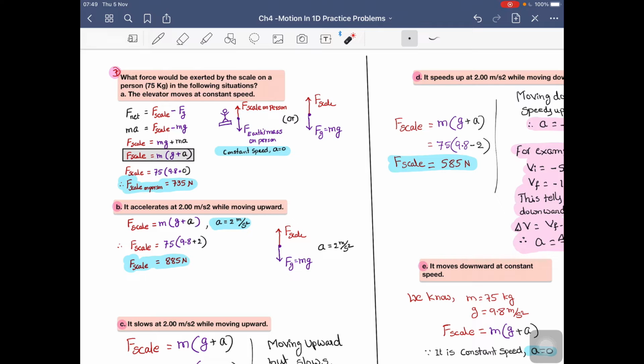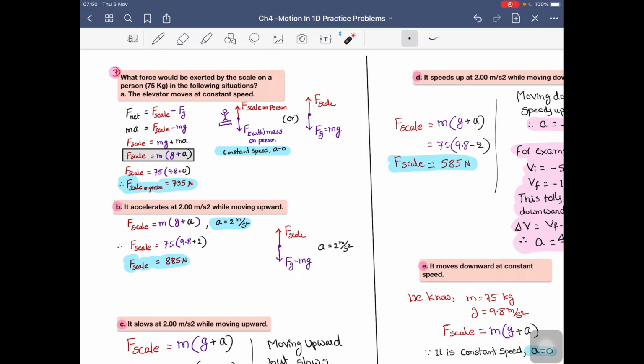Question B. While moving upward with a 2 meters per second squared acceleration, that means we have acceleration, so substitute the acceleration in the formula. Do not put the G value as negative here. Here we have taken in the beginning the net force. We have two forces. One is the person's weight on the scale in the downward direction, mass times G on the person, and the scale is pushing the person in the upward direction, which is always positive. That is F scale on the person, upward.